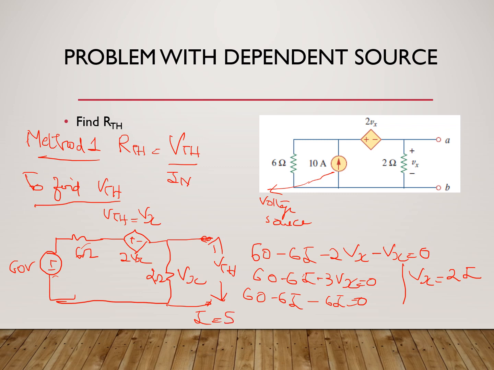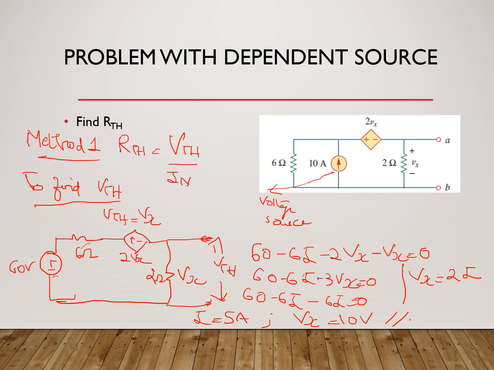Now if I is 5 ampere, then Vx is 2 into 5, that is 10 volt. So I get Vx is equal to 10 volt by using this method. This is the first part where I have found VTH.